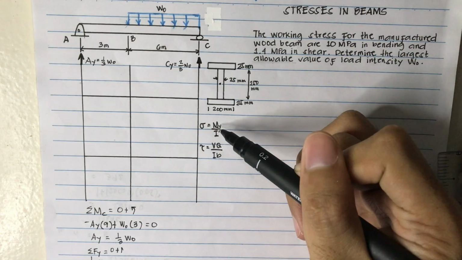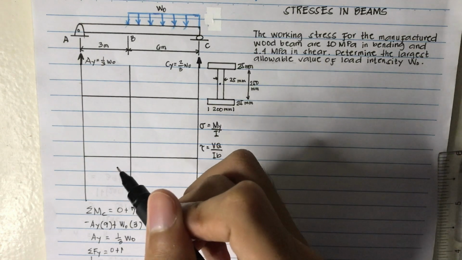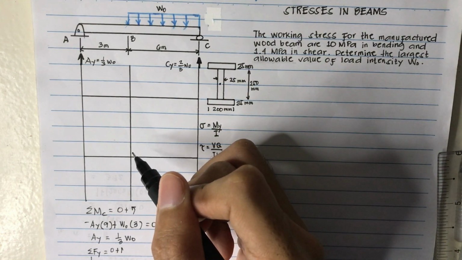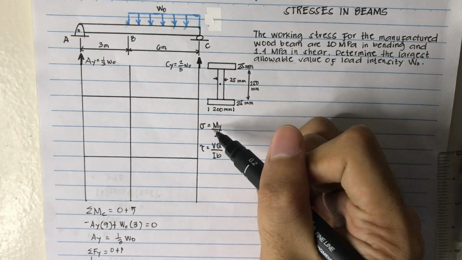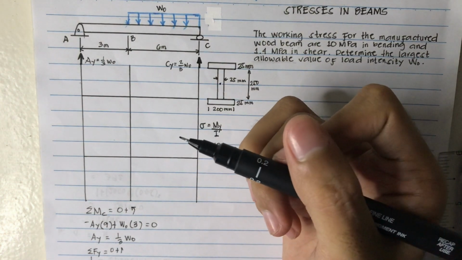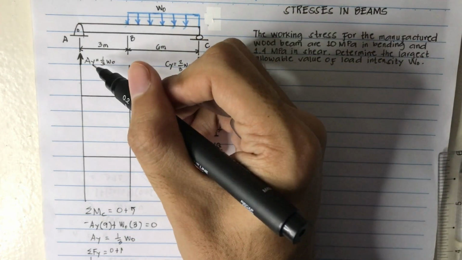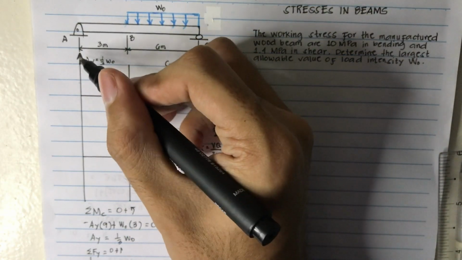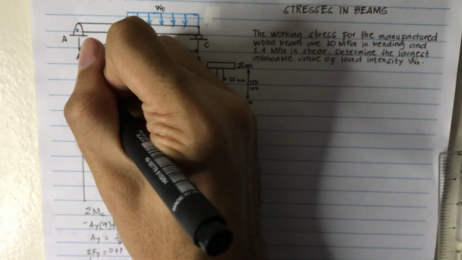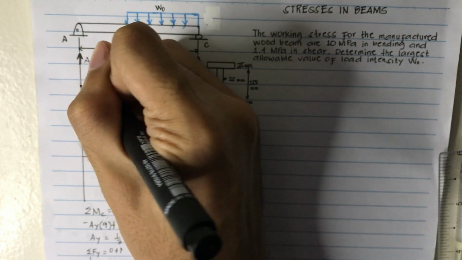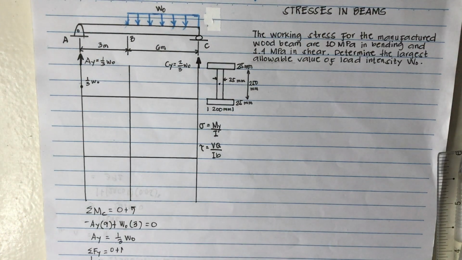So to find the M, we use the area method. We solve for the shear and moment diagram. We cannot solve the moment if we do not solve the shear first. So to solve the shear, AY is upward, so it starts with AY. So that is 1/3 WO.